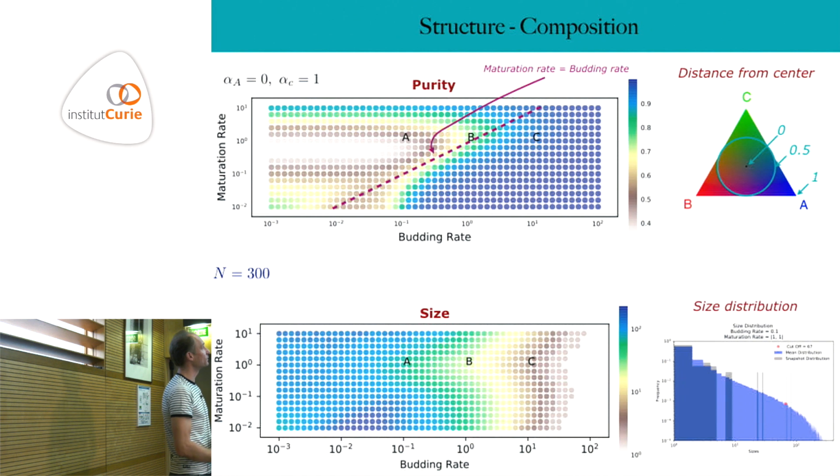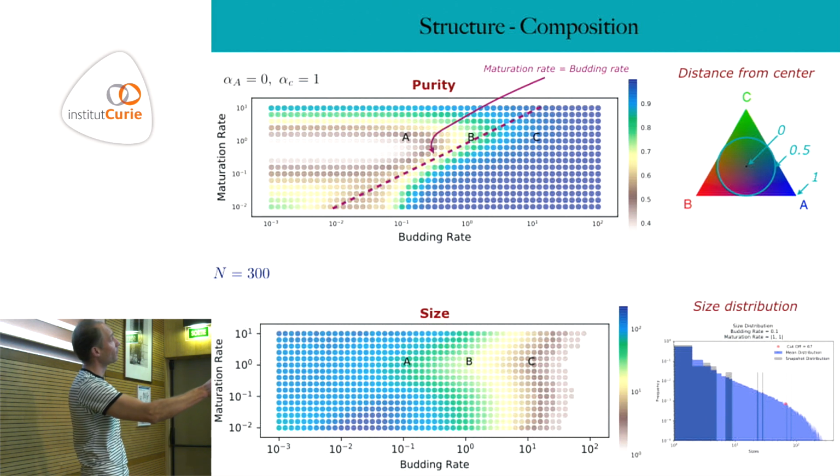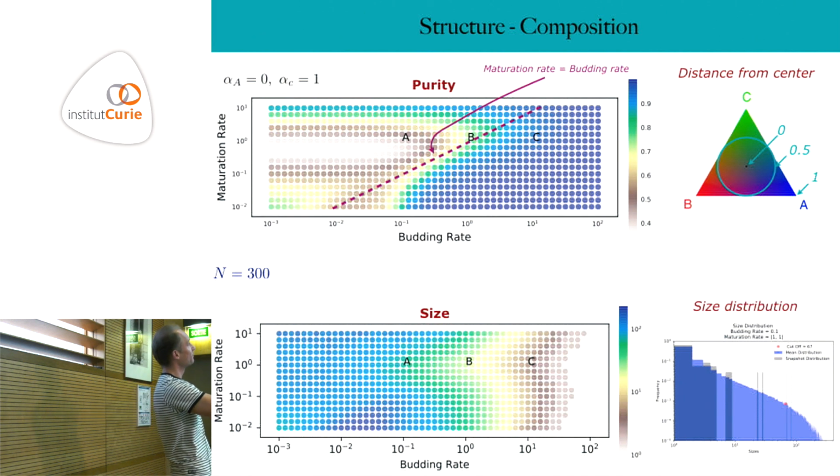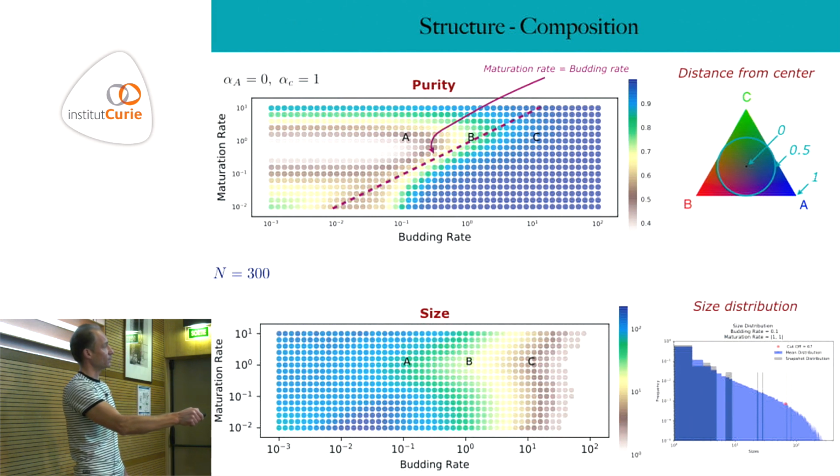Okay, so now you can put this into phase diagrams. So both the purity, which is basically how far from the center of this three-color triangular plot you are, and the size, which is basically what's the average of this size distribution. And this is a function of the budding rate and the maturation rate. And what you can see is that there is a clear boundary here between pure and impure compartment, and this boundary is basically when the budding rate is equal to the maturation rate, which sort of makes sense because budding sorts things and maturation mixes things. And you also have, as you increase the budding rate, the size of the compartment becomes smaller.